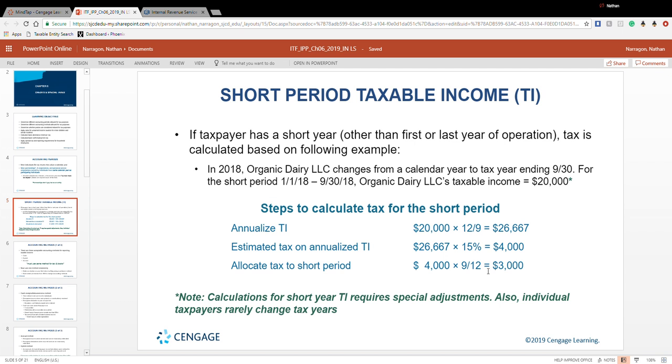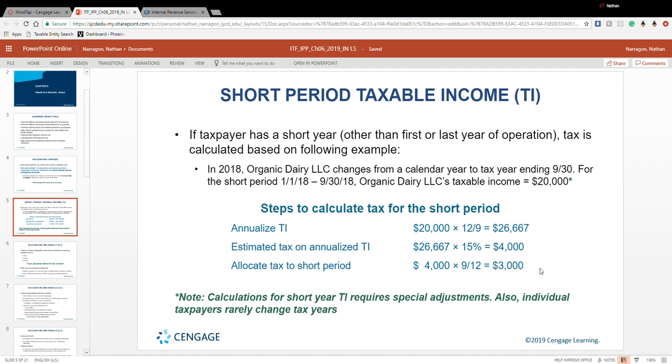Now here comes another step. We have to allocate this tax to the short period, basically how much tax is actually in these 9 months. And this is basically taking our estimated tax times now 9 over 12. As you can see, they flip the fraction. And we get 3 grand.